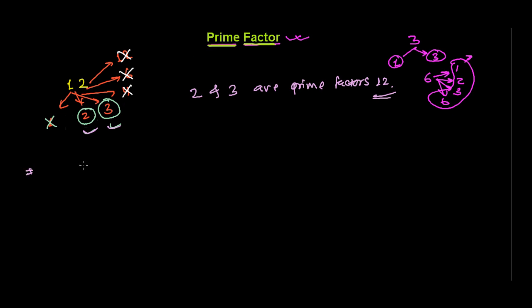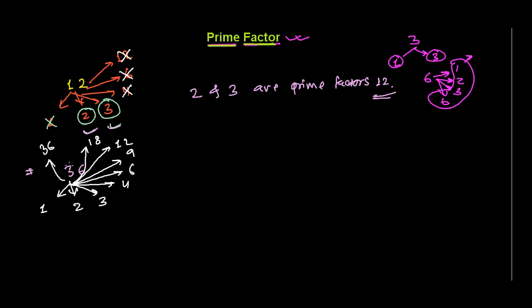And similarly, let me write another one. Suppose I have 36. Let me see all the factors of 36. There are a lot of factors of 36. First one is 1. Another is 2. Another is 3, because 1, 2, 3, these all can divide 36 without any remainder. And another is 4. Similarly 6 can divide this 36 without any remainder. Similarly 9 can divide this. Similarly 12 can divide this. I have a lack of space. Here 18 also can divide this, and 36 itself can divide 36.